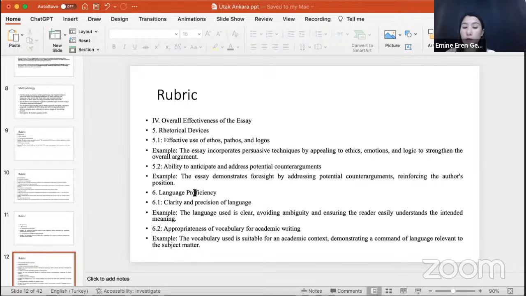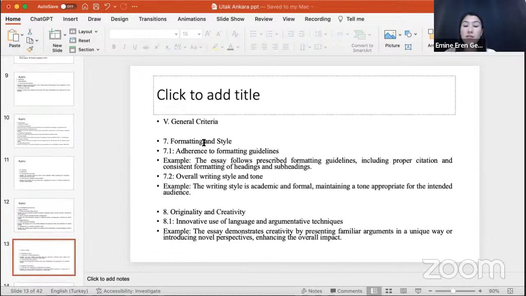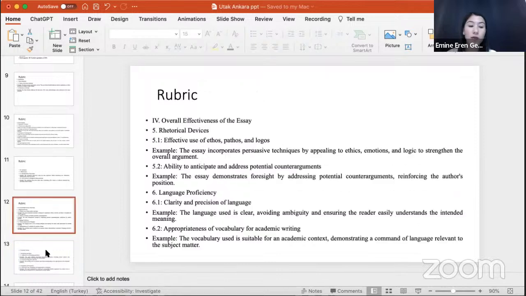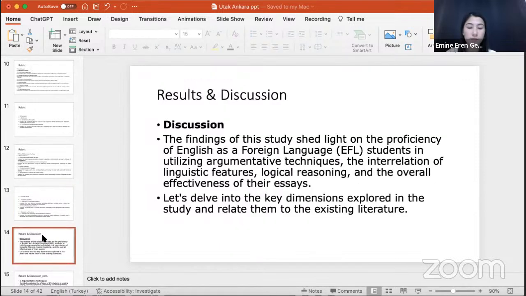And then we checked language proficiency, in which we looked at clarity and precision of language and appropriateness of vocabulary for academic writing. And as the general criteria, we checked formatting and style, like adherence to formatting guidelines, overall writing style and tone, and originality and creativity, like innovative use of language and argumentative techniques. These were the criteria that we used in the analysis of our argumentative essays.